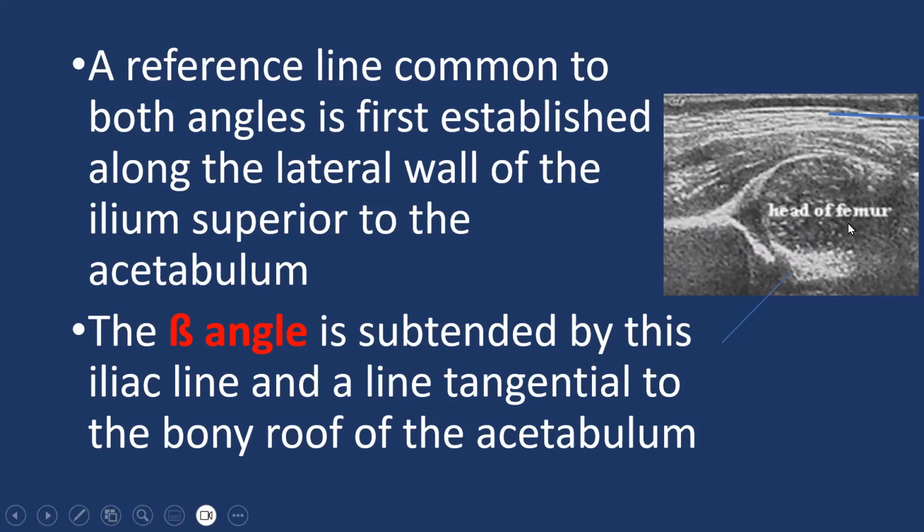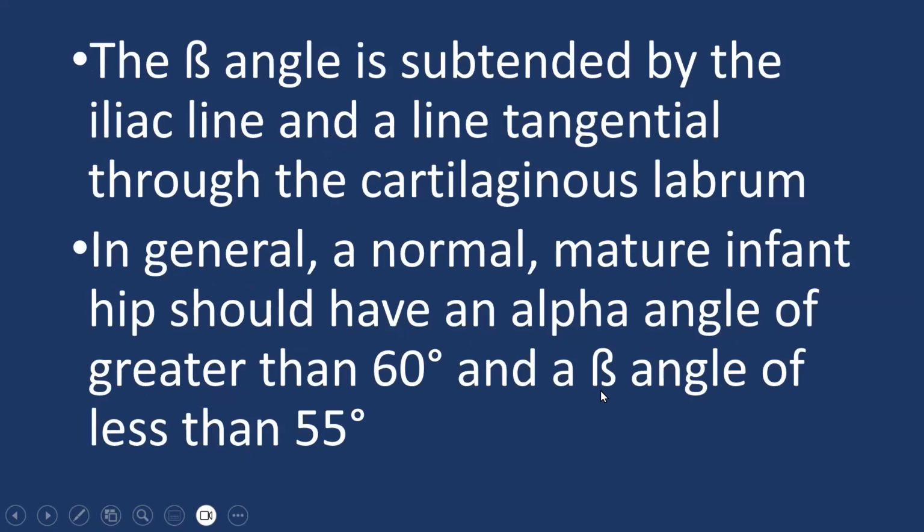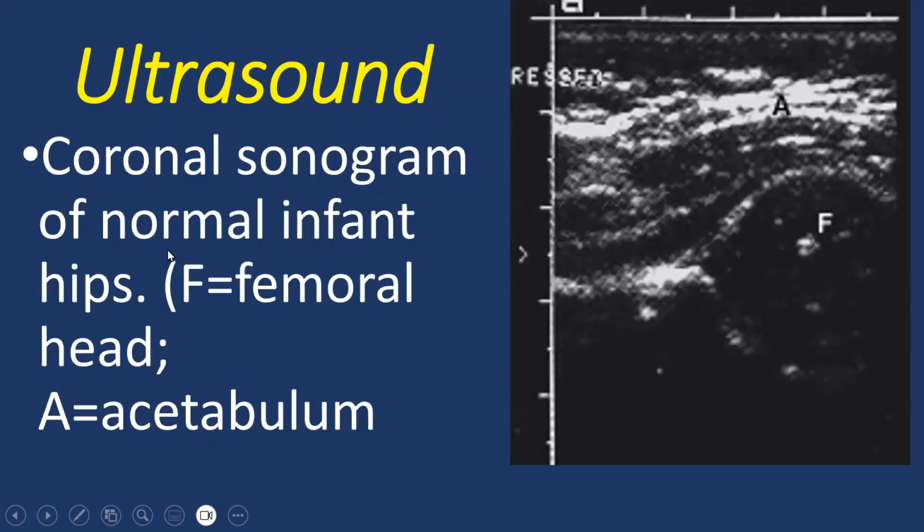In the dynamic, he does the measurement while he's moving the hip, and you can see whether there's subluxation on specific motion. This is the difference between Graf and Harcke. The beta angle I mentioned, coronal sonograms. These are coronal, meaning how you obtain them when the child is lying on their side. You can tell the acetabulum from the height and below.